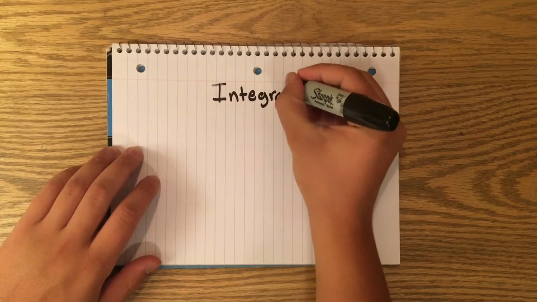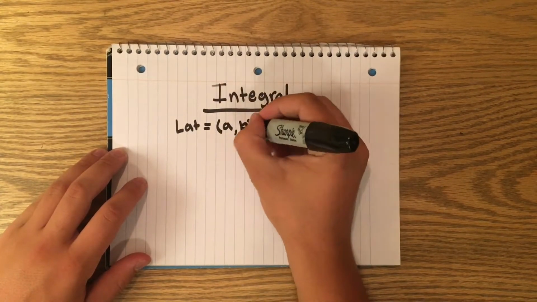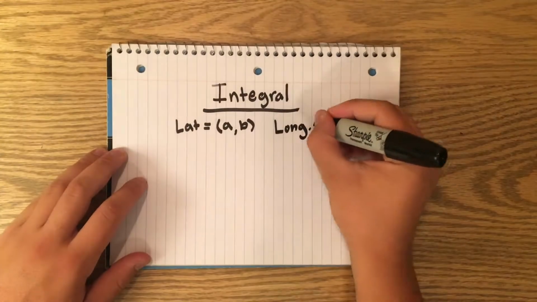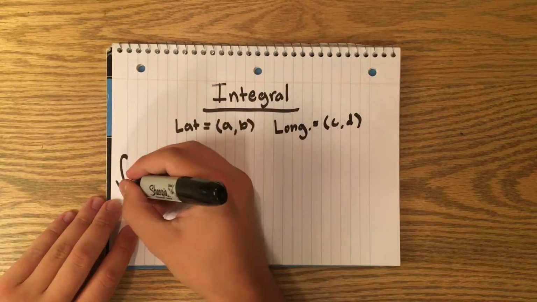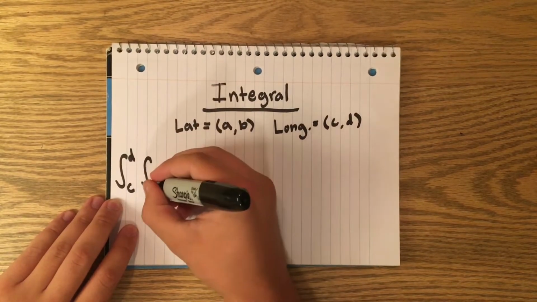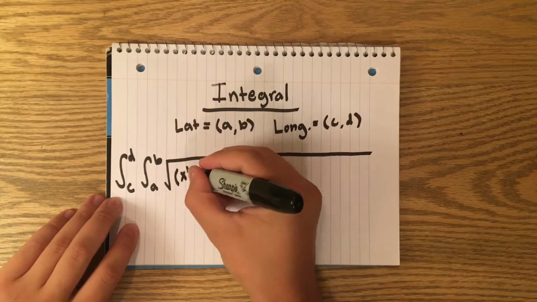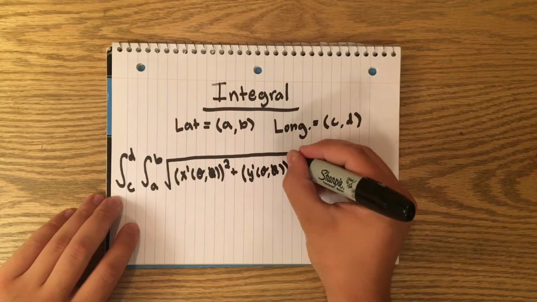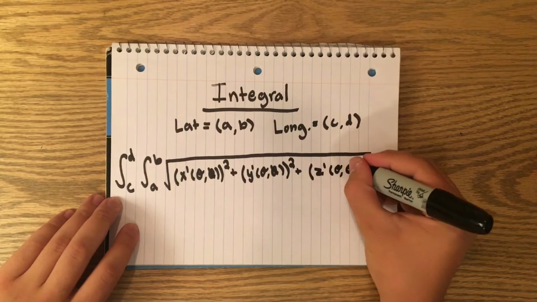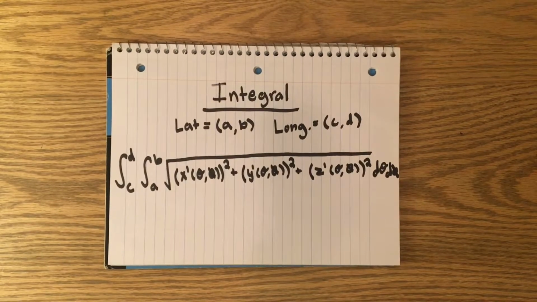The interval for our integral for latitude will be from a to b, and for longitude it will be from c to d. We then use the three-dimensional arc length formula to create our formula, which is integral c to d of integral a to b square root of x prime of theta comma phi squared plus y prime of theta comma phi squared plus z prime of theta comma phi squared d theta d phi. We had to use a double integral to take into account the two variables.